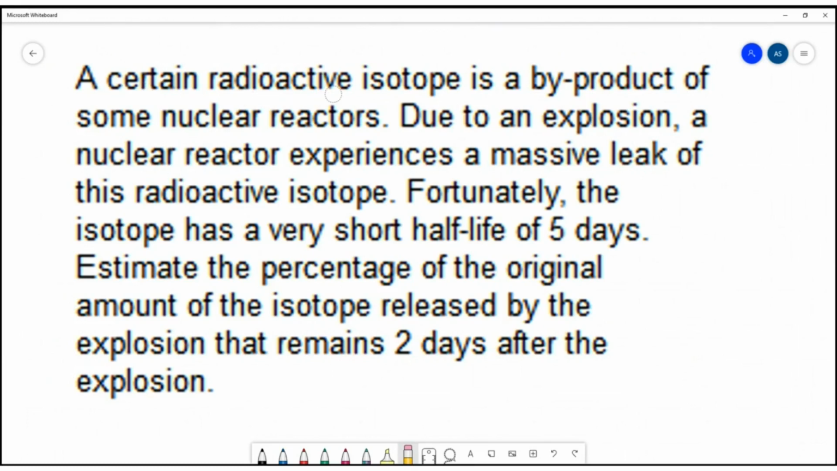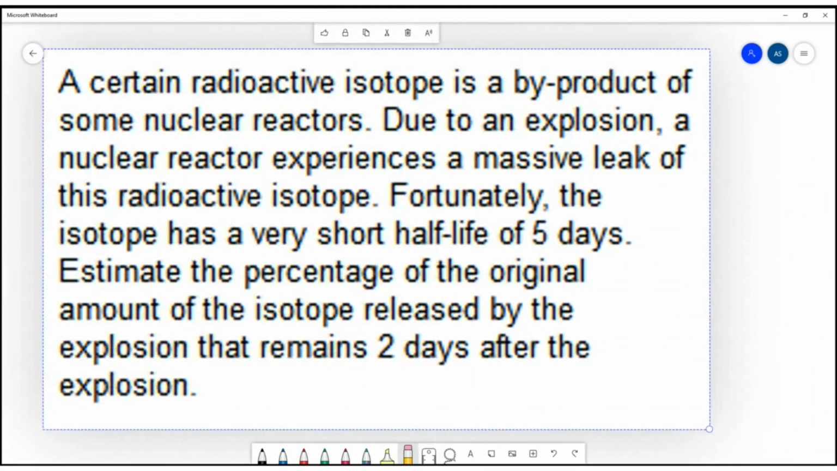A certain radioactive isotope is the byproduct of some nuclear reactors. Due to an explosion, a nuclear reactor experiences a massive leak of this radioactive isotope. Fortunately, the isotope has a very short half-life of 5 days. Estimate the percentage of the original amount of the isotope released by the explosion that remains 2 days after the explosion.